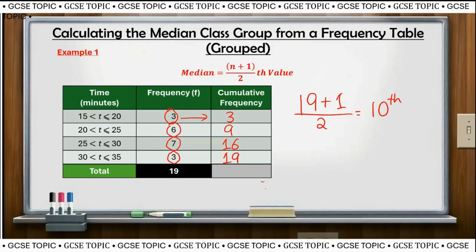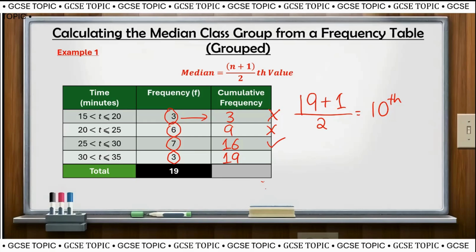I do this simply by going down my cumulative frequency column and finding the first number which is bigger than 10. So my first cumulative frequency was 3, and this is less than 10, so my median is not in the first class group. My second cumulative frequency is 9, and we know that 10 is bigger than 9, so my median is not in the second class group either. My third cumulative frequency is 16, and we know that 16 is bigger than 10, so that tells me my median falls into this class group where 25 is less than our time in minutes, which is less than or equal to 30. And there you have it.